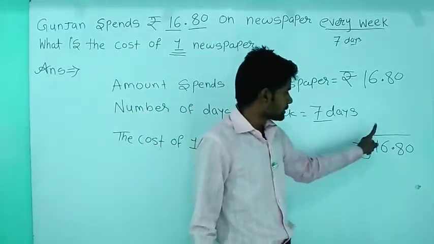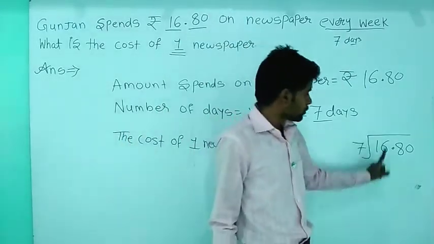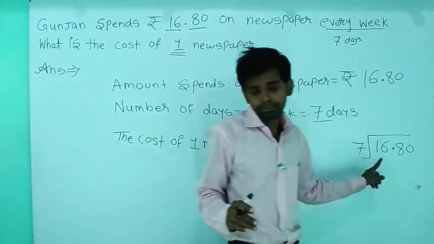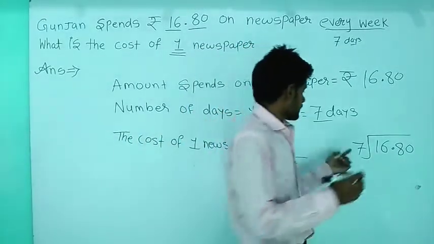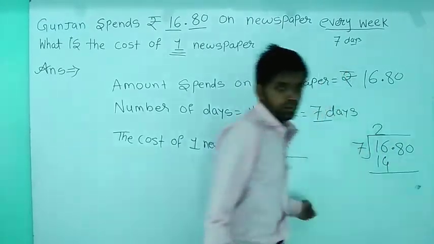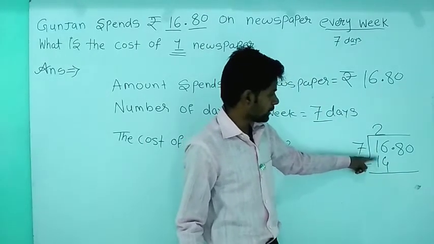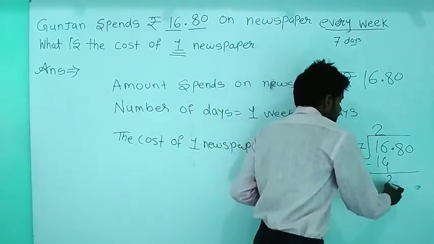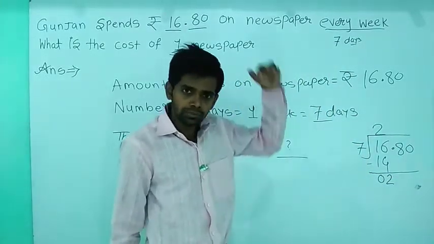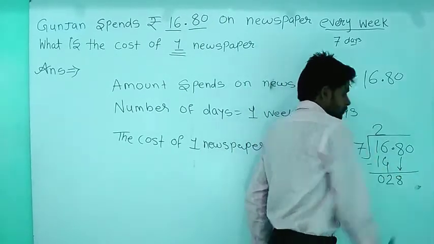7 twos are 14. Can I write 7 threes are 21? We cannot write 21 because it is 16, it would be too much. So 7 twos will be 14. We will write the 14. Okay. Now subtract the 14 from 16. You will get 2. Now the next digit will come downside. That means this 8 will come downside and this becomes 28.